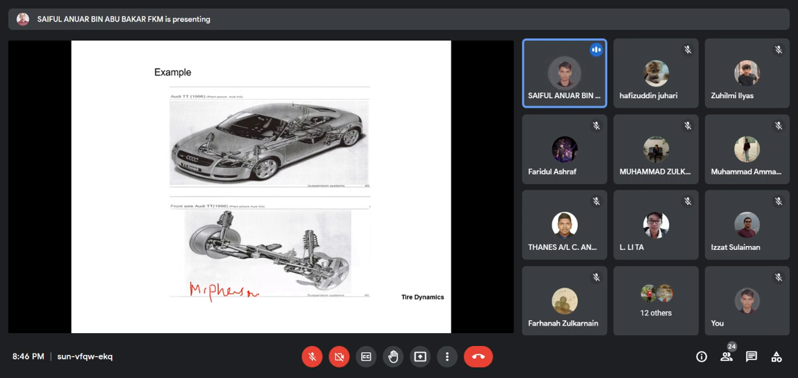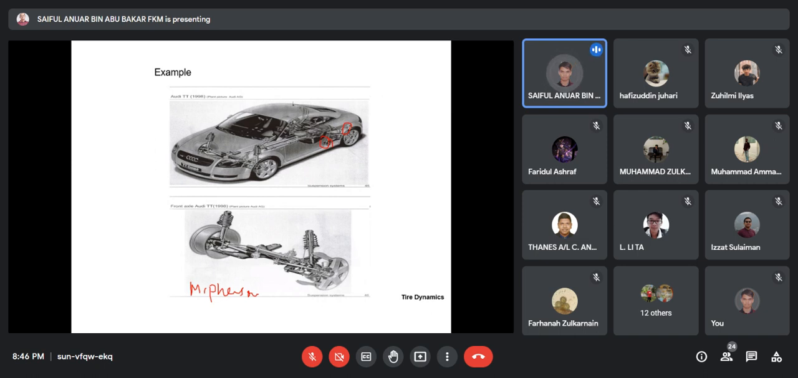So why do I know it's semi-trailing? Because I can see this is the spring seat and this is the shock absorber. Same configuration as the torsional beam, the semi-rigid suspension, like the one that we have in the Myvi, Perodua Myvi, Axia.